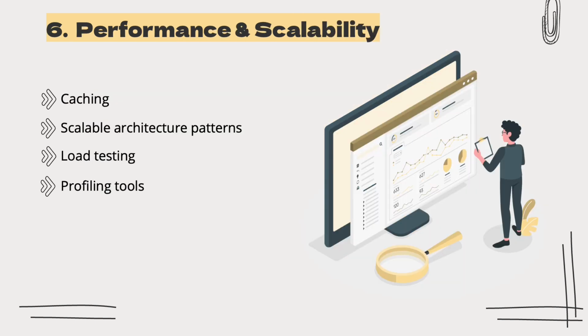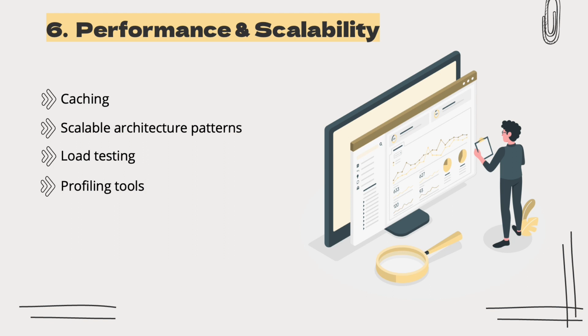Moving on to the next best practice, performance and scalability. Performance involves optimizing the software to ensure that it runs efficiently and meets the performance requirements of the application. This includes optimizing algorithms, reducing memory usage, and minimizing input-output operations. Scalability involves designing the software to be able to handle increasing levels of load and demand and to be able to scale up and down as needed.